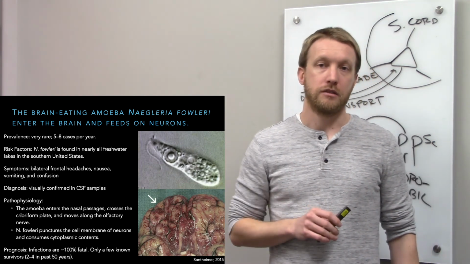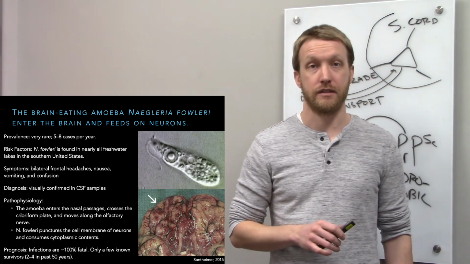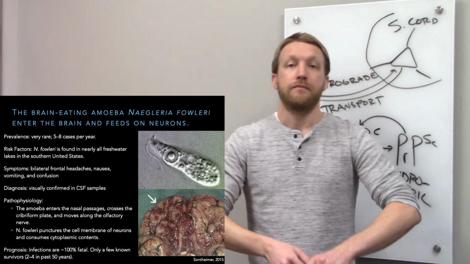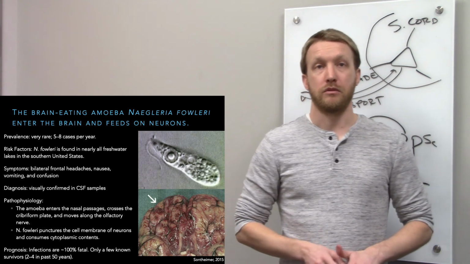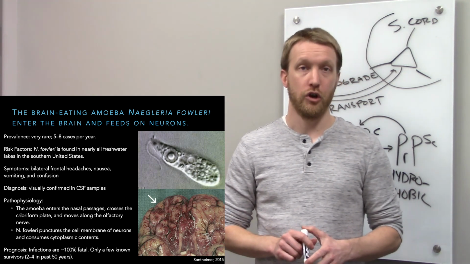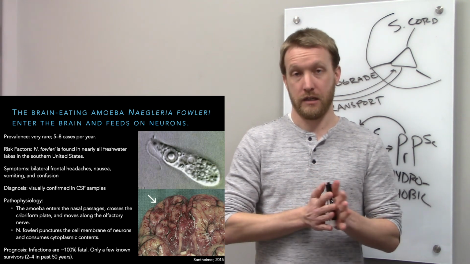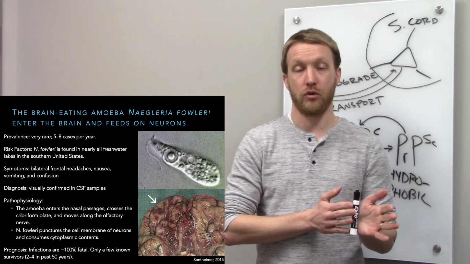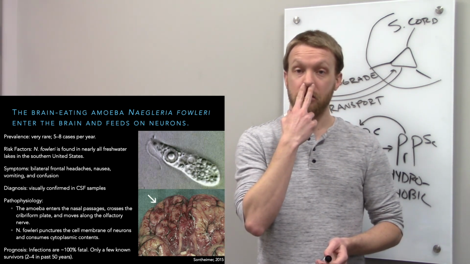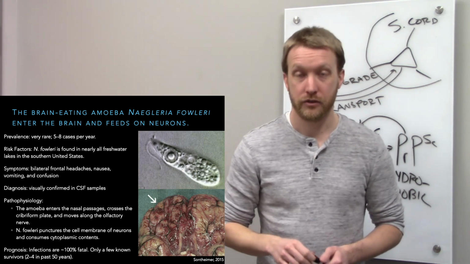The last pathogen we'll touch on here is the brain-eating amoeba. It's exactly what it sounds like. It's an amoeba that eats your brain. The brain-eating amoeba very rarely infects people. It's only a handful of cases per year, but when it does, it's almost always fatal. So it's worth knowing where these live. They live in freshwater lakes in the southern United States where it's nice and warm. If you get a little bit of lake water with the amoeba in it into your nose, it can cross that cribriform plate there and enter the central nervous system.